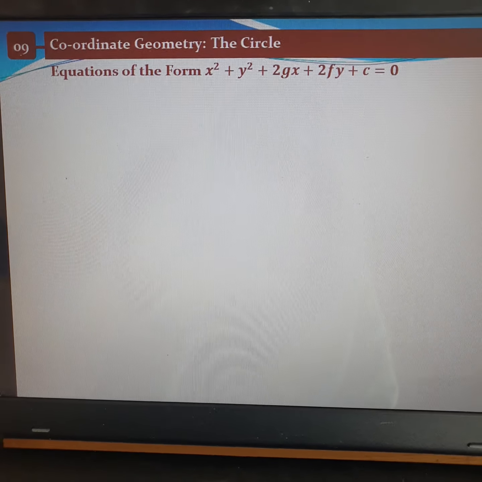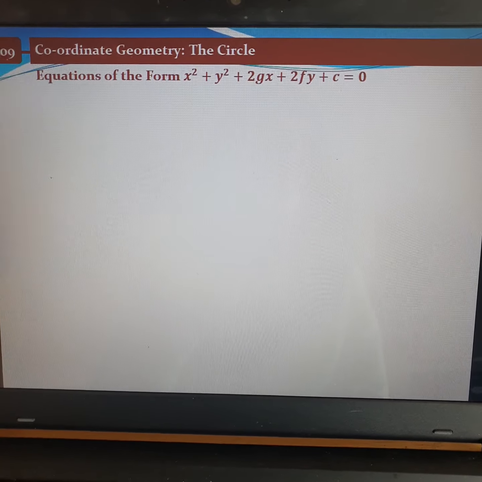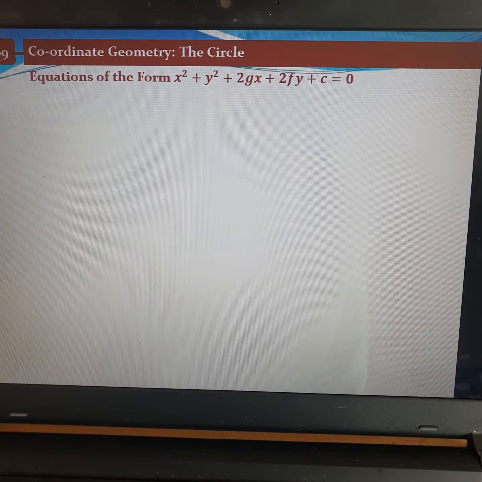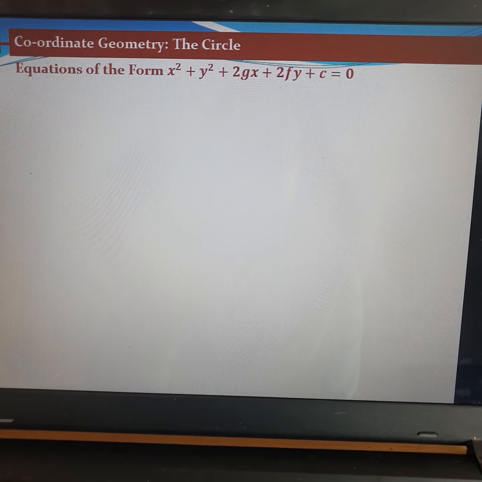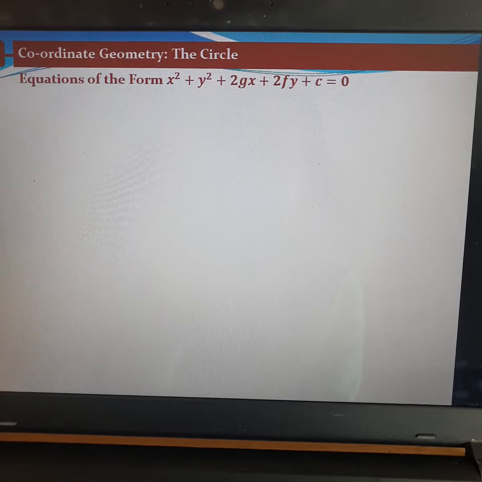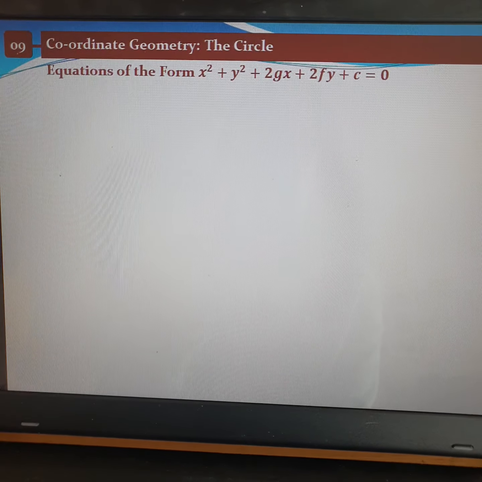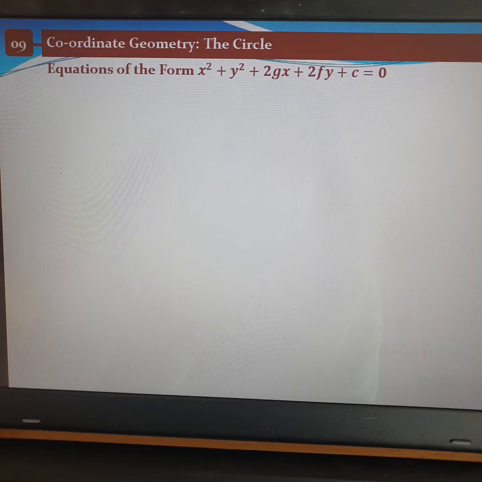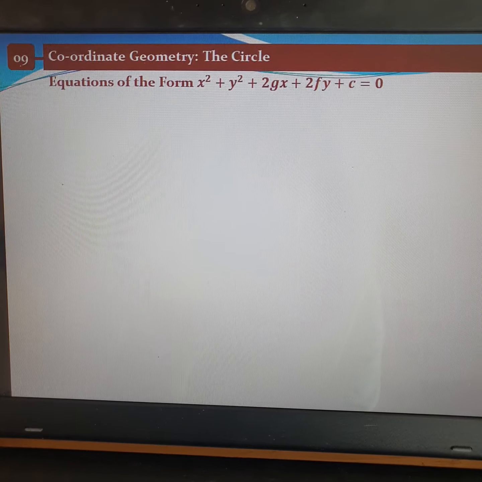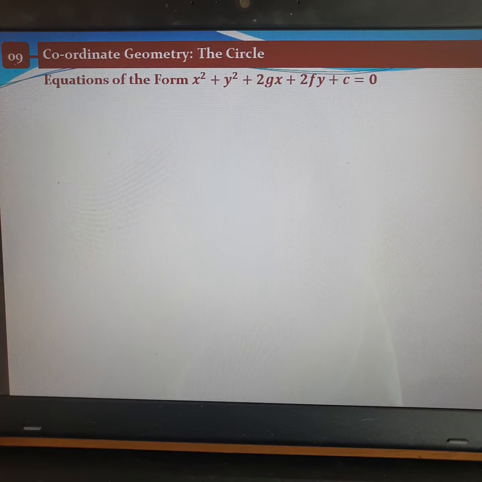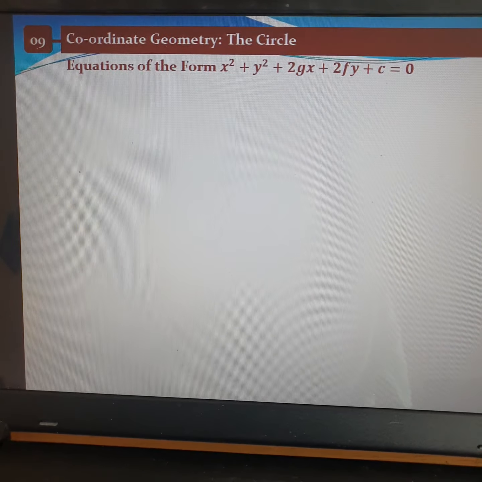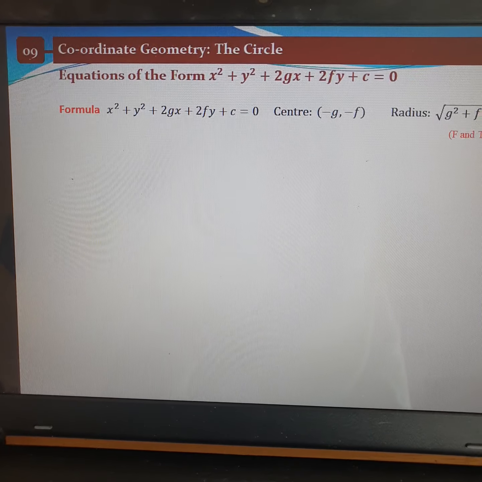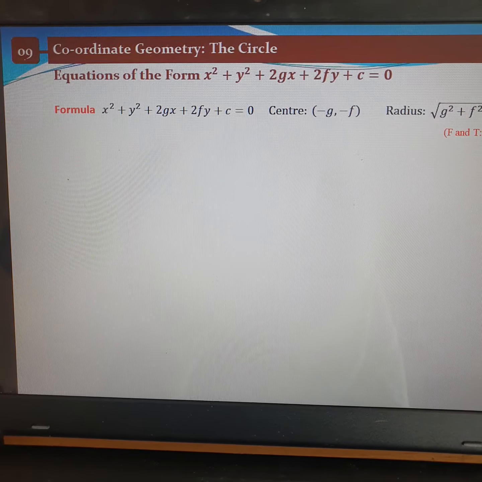Okay, girls, this is your third lesson on coordinate geometry of the circle, and it's equations of the form x squared plus y squared plus 2gx plus 2fy plus c is equal to 0. It's another way of writing the equation of a circle. It's also called the second degree equation, okay?